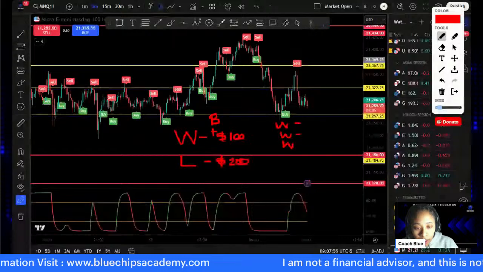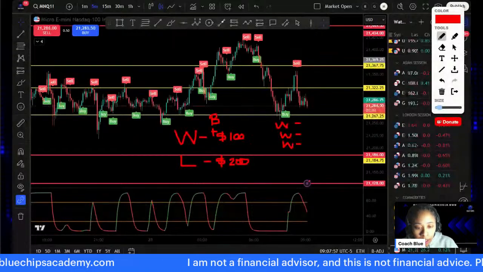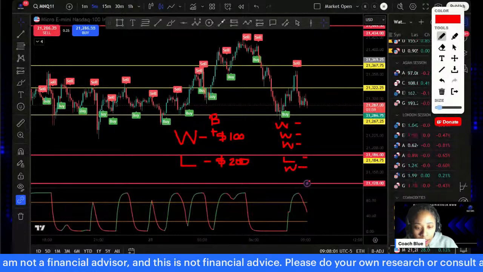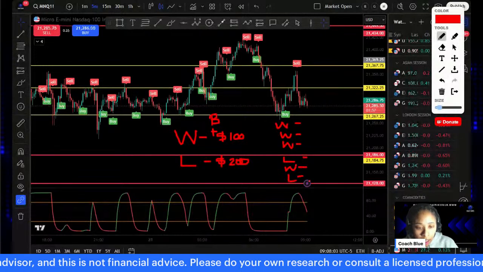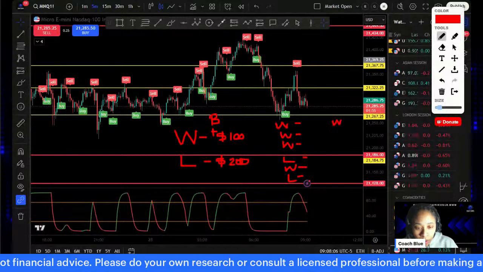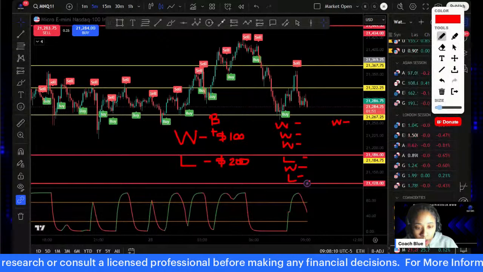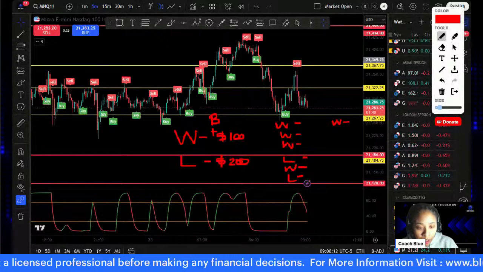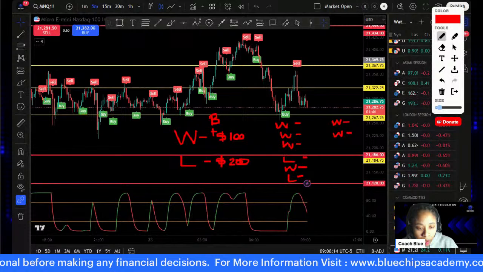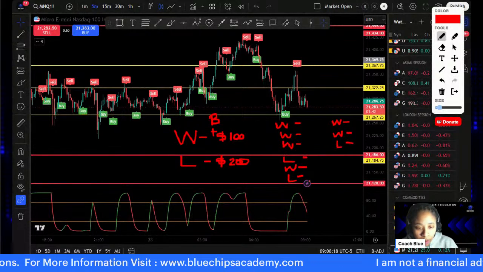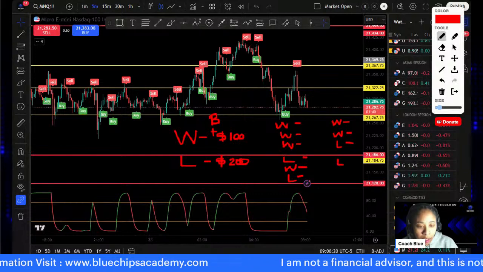Okay, went on a nice little winning streak here. Took a loss, won again, loss, and then won. Let's see, 1, 2, 3, 4, 5, 6, 7. Okay, we have 5 wins. So we'll make this one a win, 6 wins, and then the rest were losses. Okay, so 1, 2, 3, 4, 5, 6, 7, 8, 9, 10.